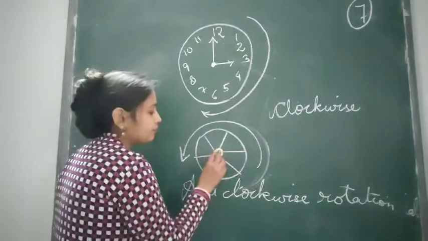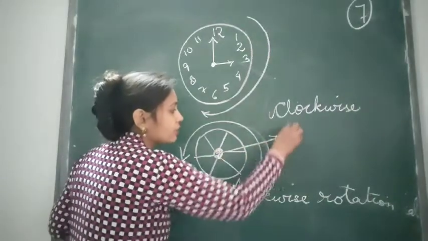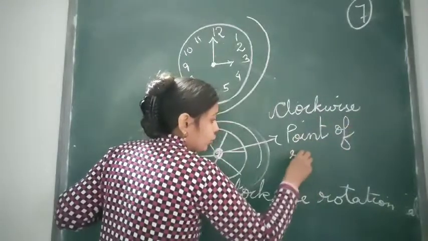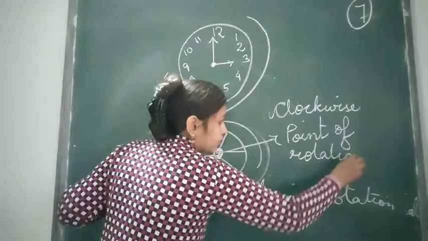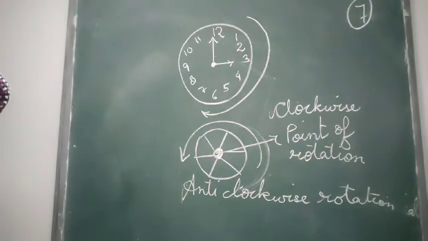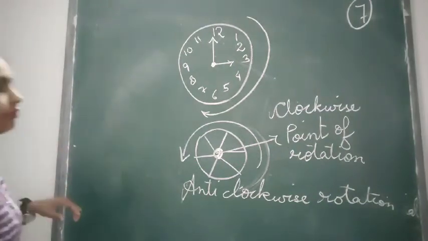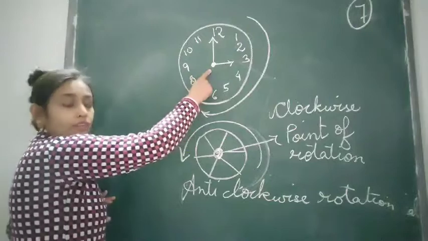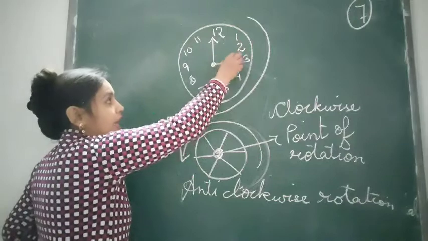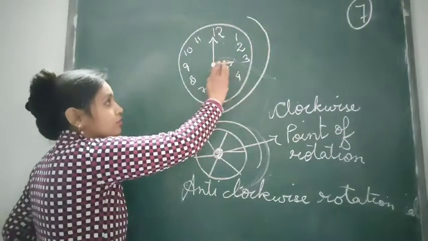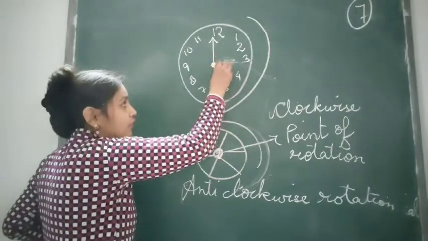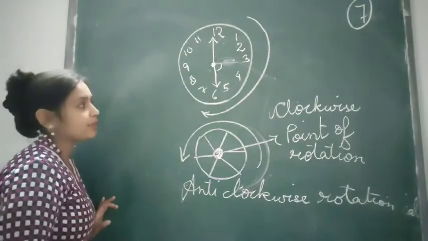Okay, children, and that fixed point is known as the point of rotation. Also, coming back to the clock, suppose this hour hand moves from 3 to 6. Okay, so it is displaced this much, right?